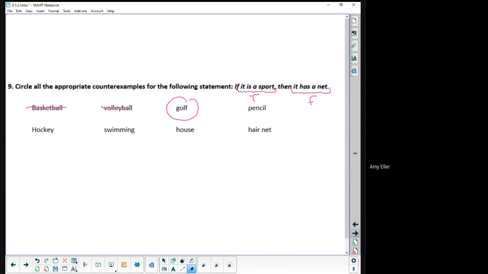Pencil, it doesn't have a net, but it's got to be a sport. Good. Hockey, it has the nets for the goals. It's true, it's a sport, it has a net. Swimming, yes, that is a counterexample. House, not a sport, so we don't care. Hairnet, this isn't even a sport, but it has a net. Is hairnet a sport? Nope, so we don't care.